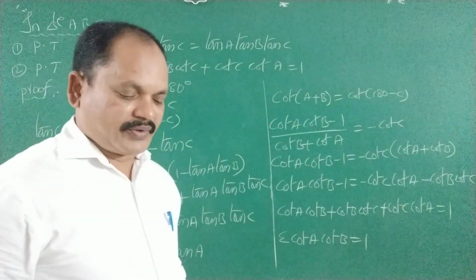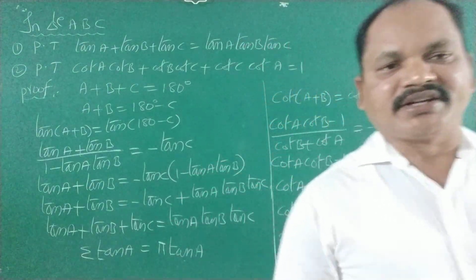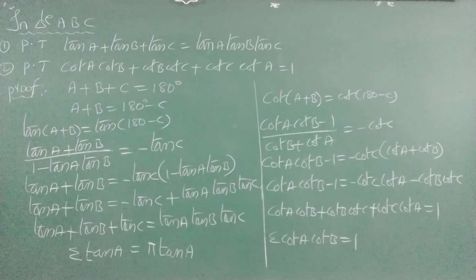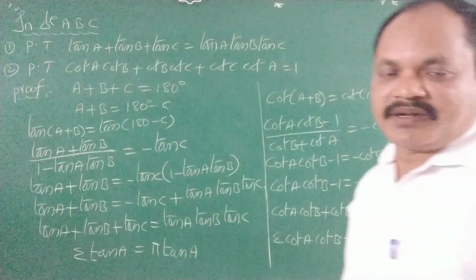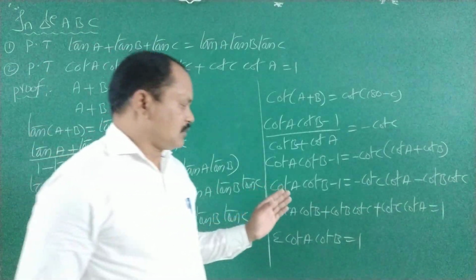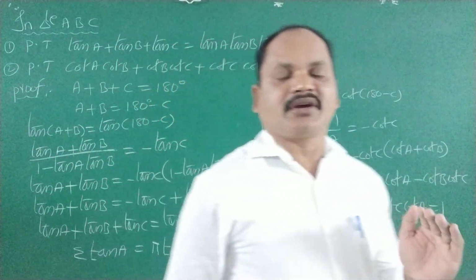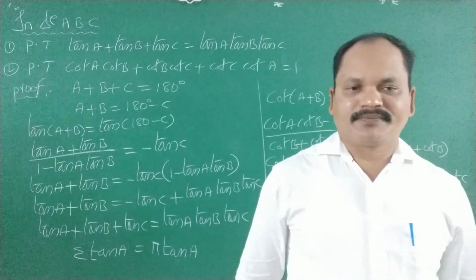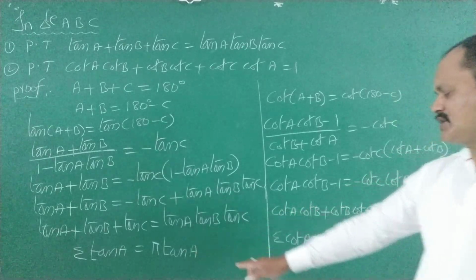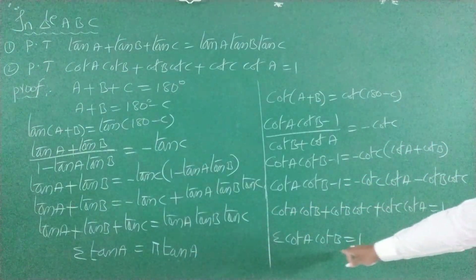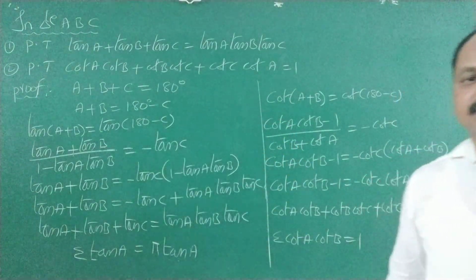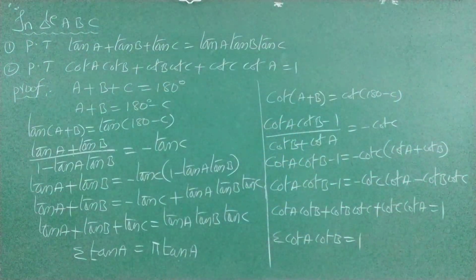That's why if A plus B plus C is equal to 180 degrees, or A, B, C are the angles in a triangle, then tan A plus tan B plus tan C is equal to tan A into tan B into tan C, or cot A cot B plus cot B cot C plus cot C cot A is equal to 1. So in sigma notation, sigma tan A is equal to pi tan A and sigma cot A cot B is equal to 1. When is it possible? When the sum of the angles is 180 degrees. Right? We are going to the next concept.